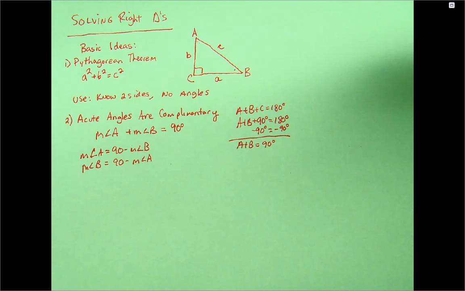So those first two ideas are the two non-trig ideas that we'd use. Everything else is going to be based off trigonometry.